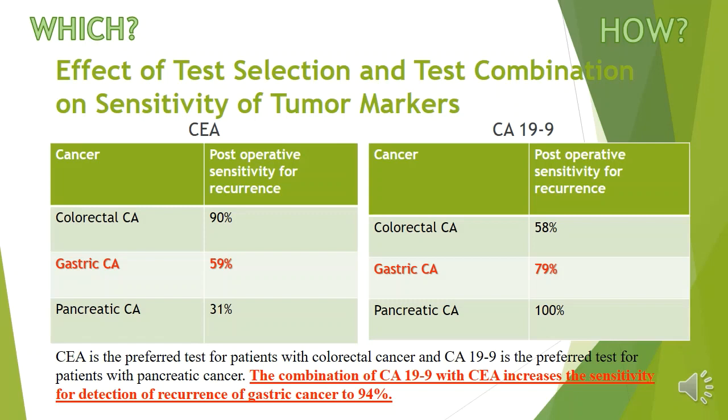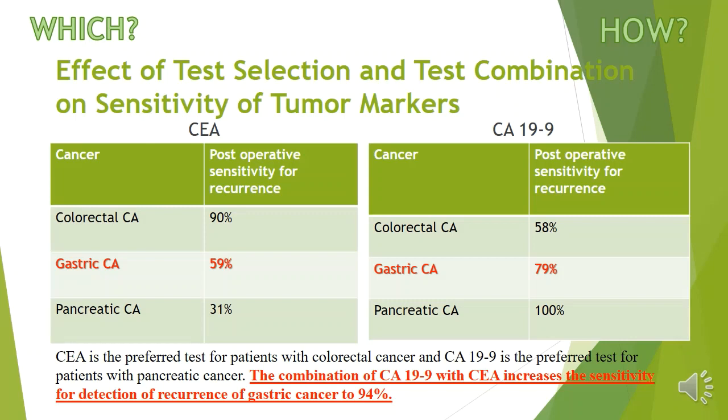Next, tumor marker. We all know that CEA is basically used for colorectal cancer, but in gastric carcinoma also there is a 59% chance that CEA will be increased. So post-operative recurrence for colorectal carcinoma is 90%, for gastric carcinoma is 59%. But if you are using CA19-9 for post-operative gastric carcinoma, to understand the recurrence sensitivity, CA19-9 will give you 79% cases, it will give you an indication that there may be a recurrence.